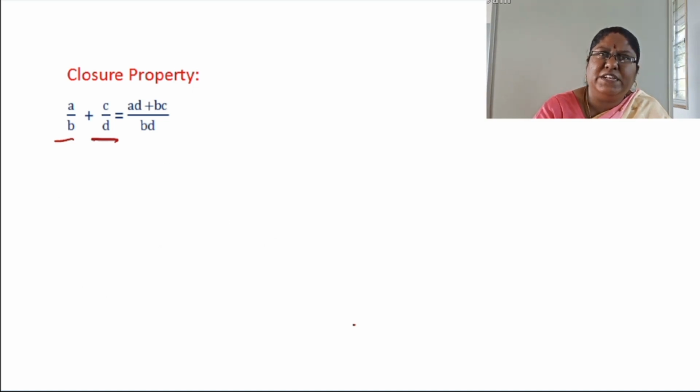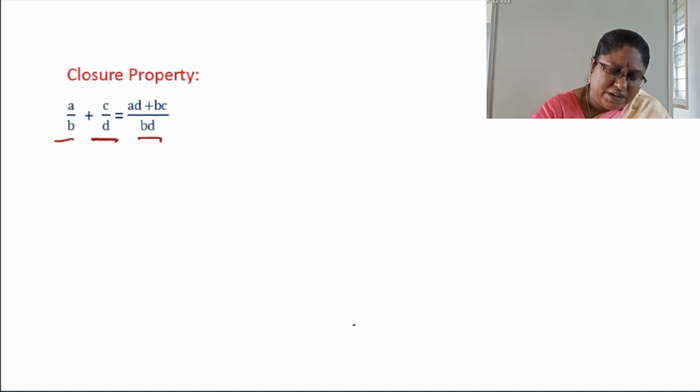A by B and C by D. If you are taking addition, that means you are taking the LCM BD and cross multiplying: (AD plus BC) by BD. So this term will also be rational. The answer should also be rational. Then this is called the closure property.